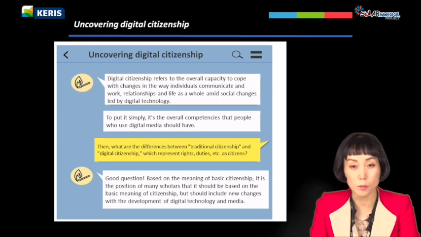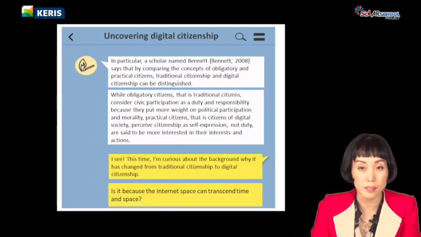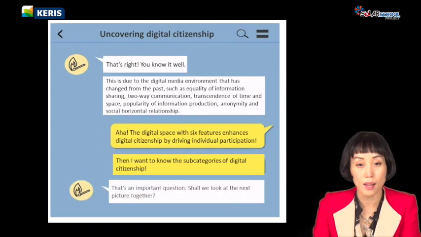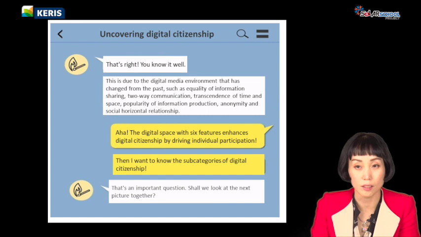It's a competency that people who use digital media should have, and I wonder how it differs from traditional citizenship. Citizens of digital society are more active in their interests and actions because they are more interested in communication and practice. Also, the digital space strengthens digital citizenship by driving individual participation.